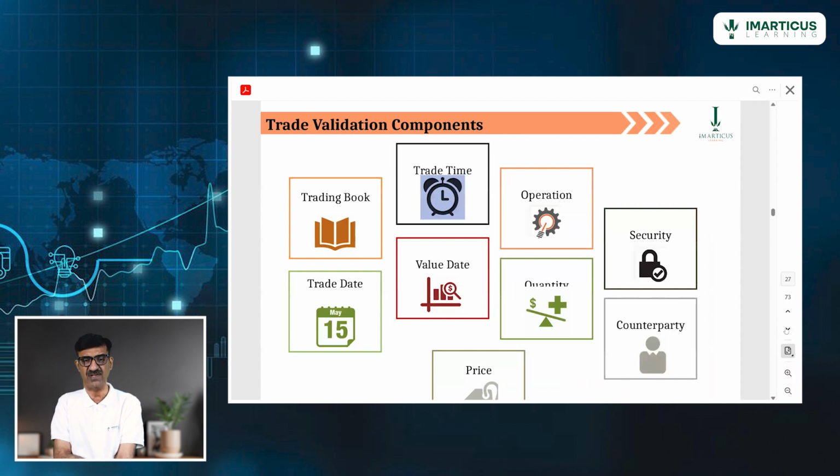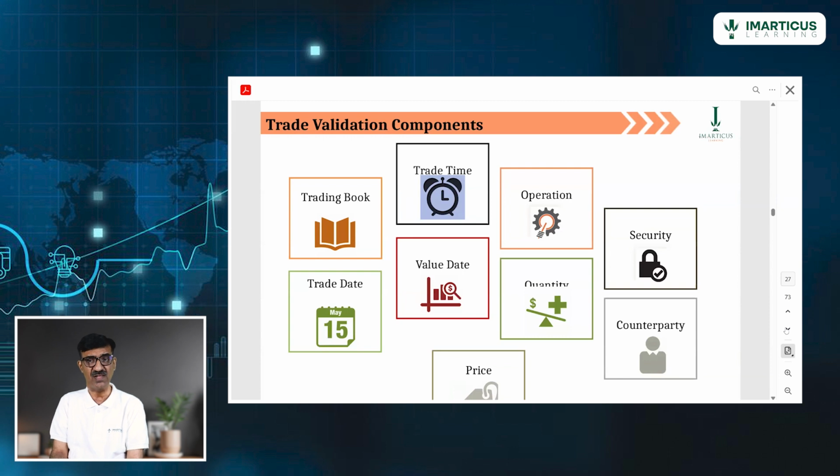What is there in trade validation? Components. There is a trading book. There is a trade time. All of us know 9:15 is the trade time, starts in BSE and NSE. 3:30 it ends. 7:30 p.m. Indian Standard Time for US and 1:30 a.m. it ends. I'm talking about Indian Standard Time for US markets. Operation, security, trade date, value date. Value dates are different. In India, we have T+1. In US, we have T+2. In Canada, we have T+3. Quantity of securities, counterparty price.